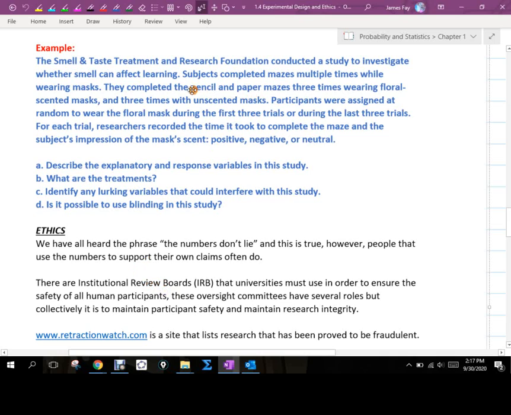It says they completed the pencil and paper mazes 3 times wearing a floral scented mask and 3 times with an unscented mask. It says participants were assigned at random to wear the floral mask during the first 3 trials or during the last 3 trials. It says for each trial, researchers recorded the time it took to complete the maze and the subject's impression of the mask scent, positive, negative, or neutral. So it says describe the explanatory and response variables in the study.